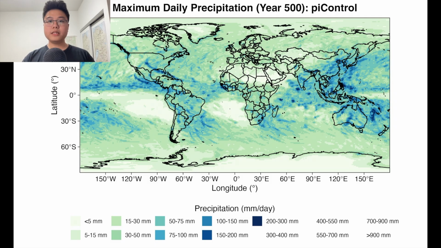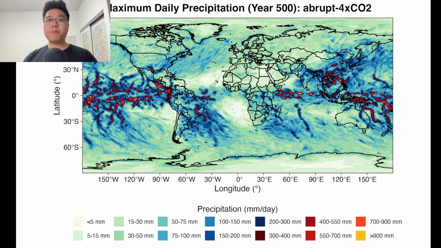For example, this map shows the rainiest day of the year in year 500 of the simulation. You can see that the values go from 0 to 300 millimeters, and you can see features in the atmosphere such as the intertropical convergence zone, storm tracks, and even a hurricane that's hitting Texas right now. On the other hand, the abrupt 4 times CO2 experiment shows a much higher rainiest day of the year, where values can go up to 900 millimeters per day.